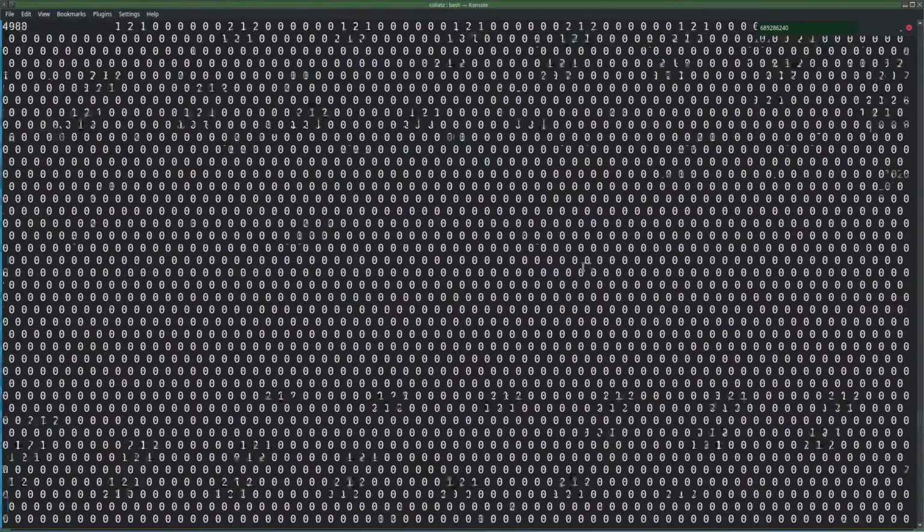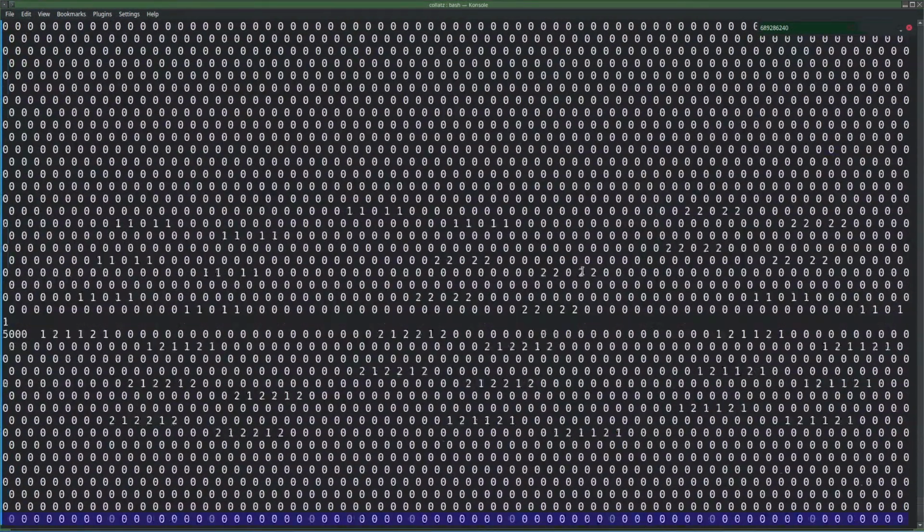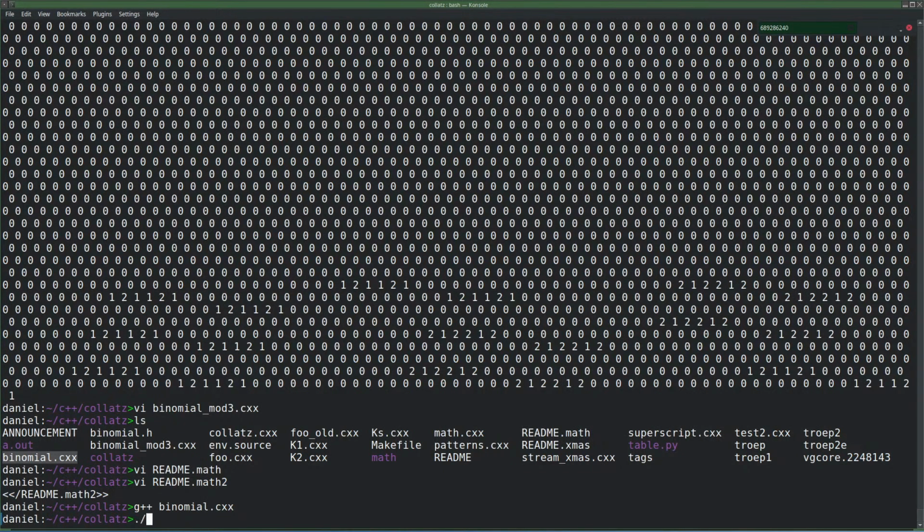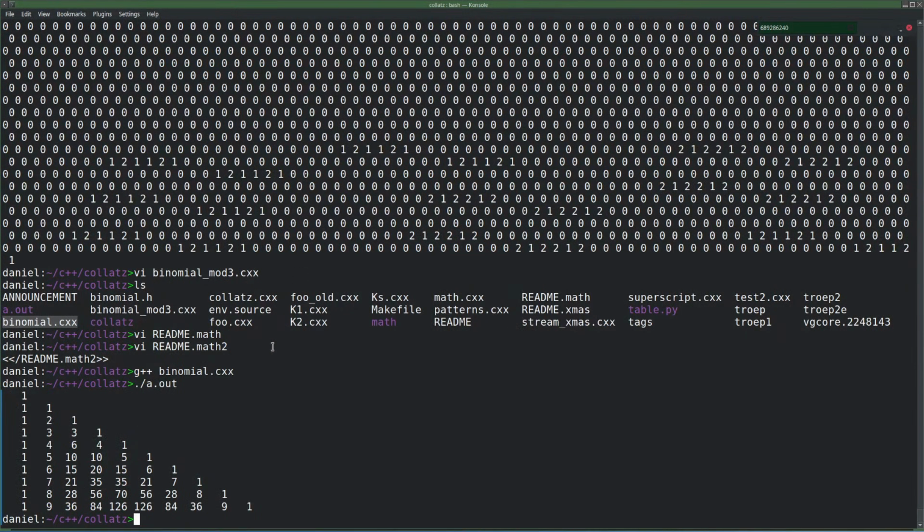Still have my binomial tree here. Not real. No, that was a 5000. Binomial maybe. Can I compile this? I don't even know what the output of the thing is. Yeah, it's not as nice printed. It's not, but it's a triangle and then shifted all the way to the right.